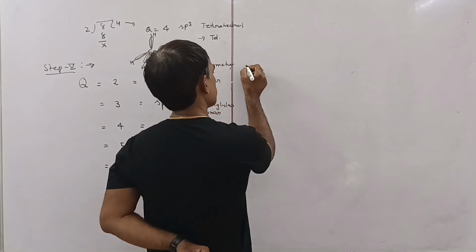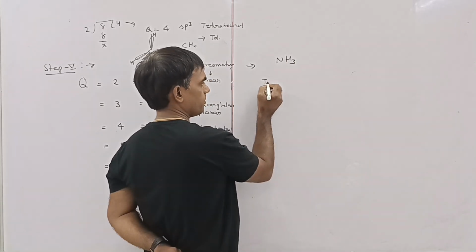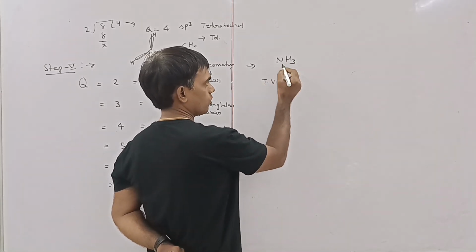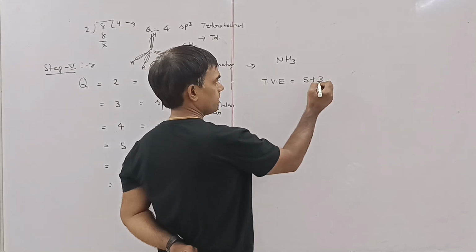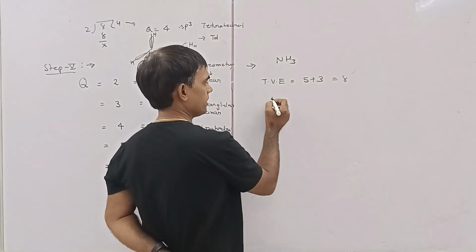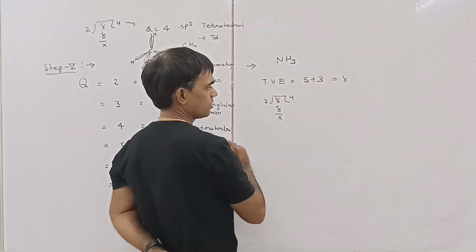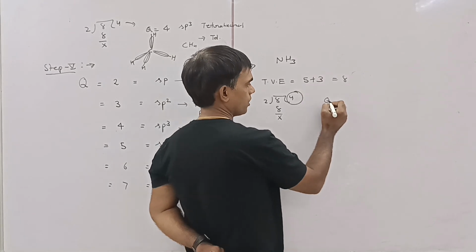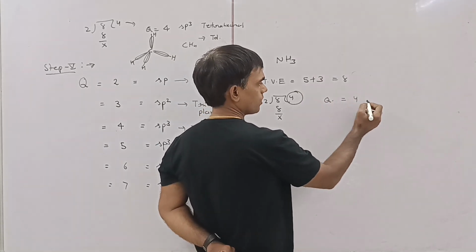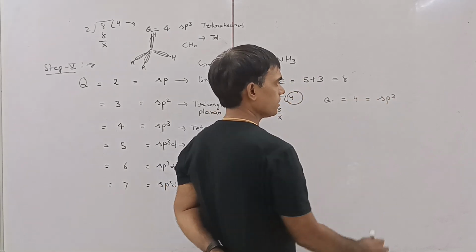For example, NH3. Now the total number of valence electrons is equal to 5 plus 3, which is 8. It is less than or equal to 8, so we will divide by 2. The remainder is 0, and the quotient is 4. So the hybridization is sp3, which is much more important.